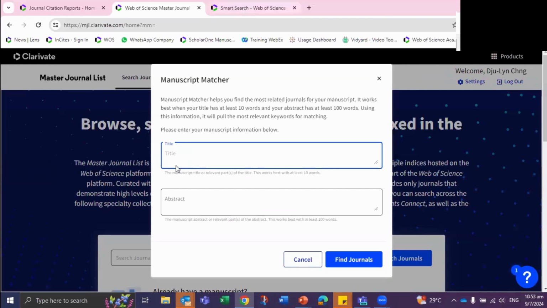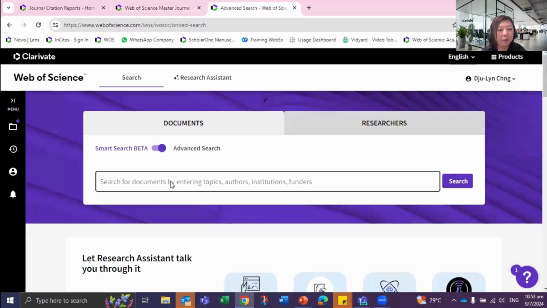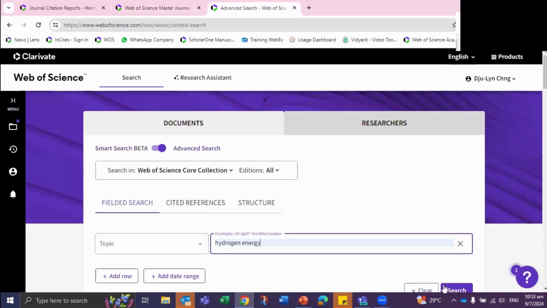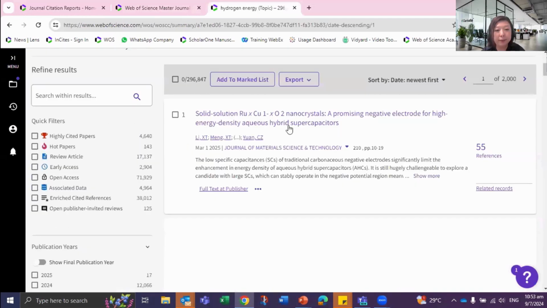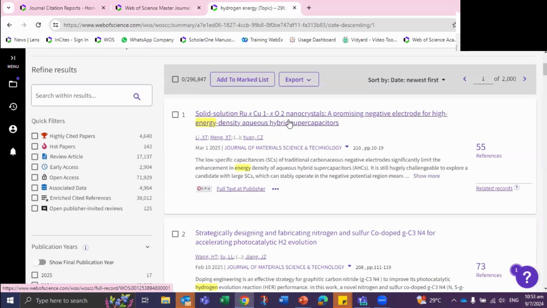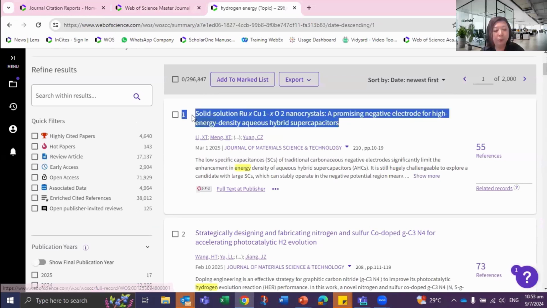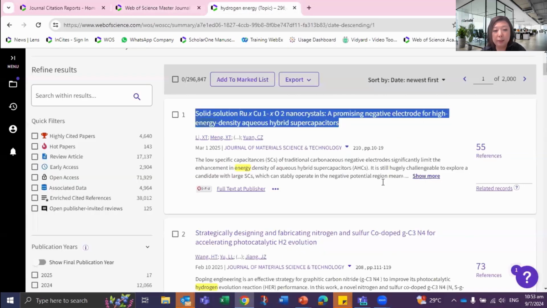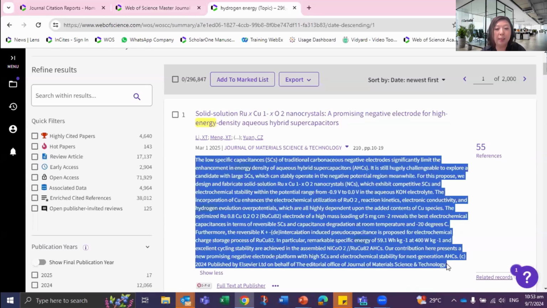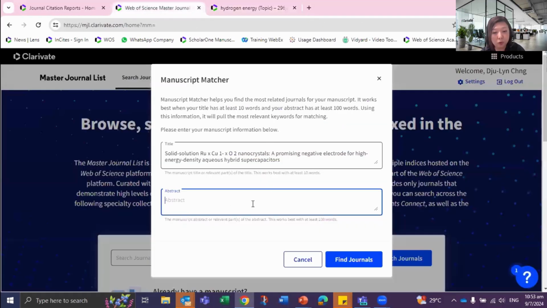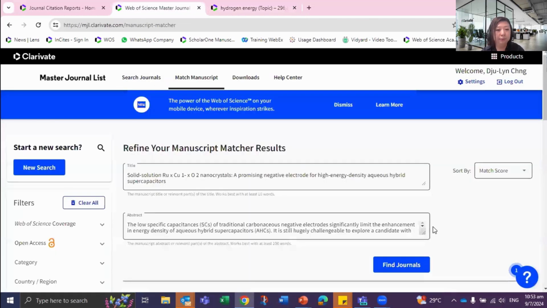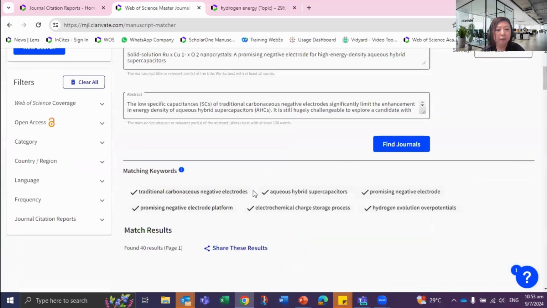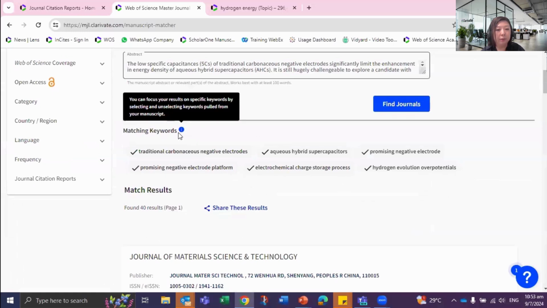All right, so maybe I can just pick one from here. Let me just randomly pick one article. Let's look at this one. So put in the title and the abstract and potentially any other keywords that you might want to include in your search. And then find journals. It will tell you that it's matching the result set based on all these different keywords.